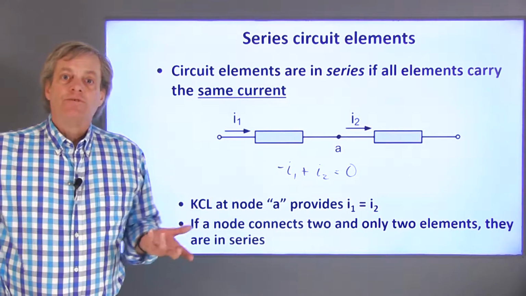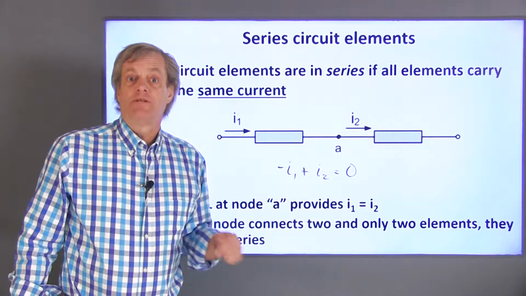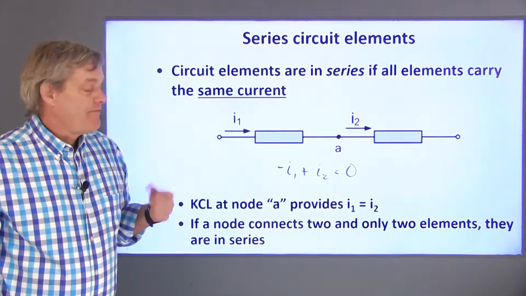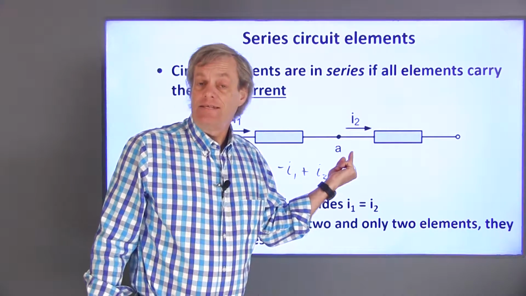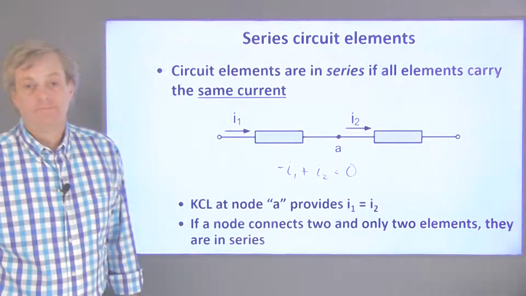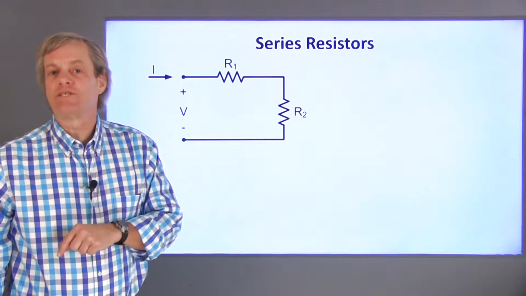One common way to identify series elements is if two and only two elements are connected at a node. If you're in any doubt whatsoever as to whether the two elements are in series, apply KCL to resolve the problem. Now let's narrow our focus to series combinations of resistors.